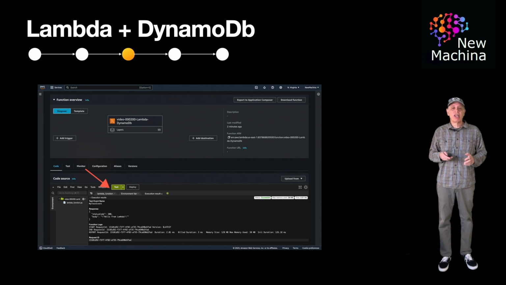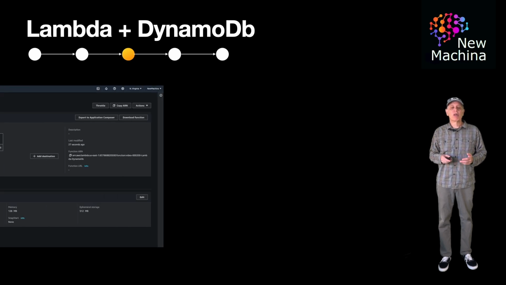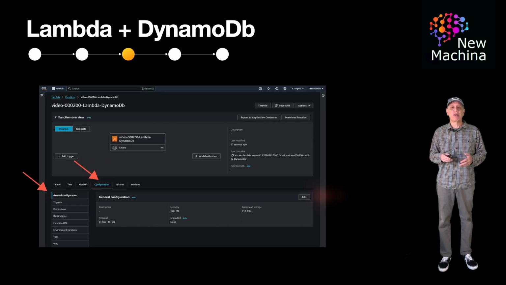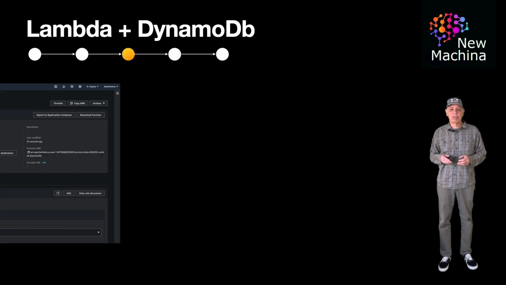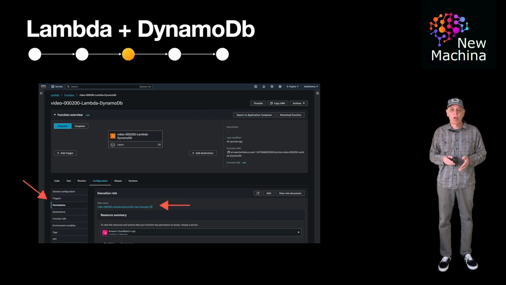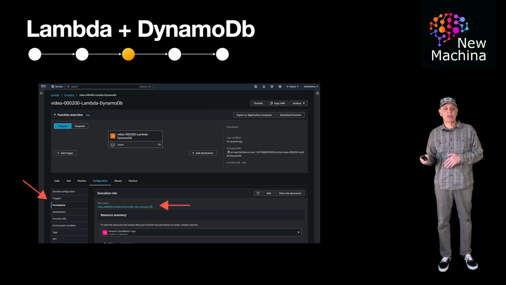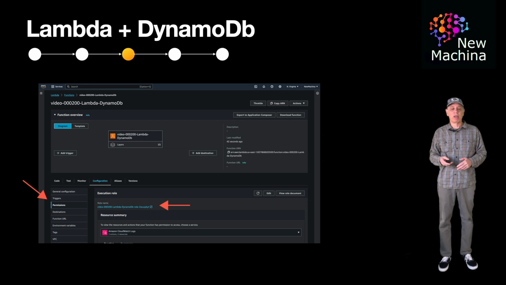Now, I want to change some of the default configurations for my Lambda function, so I click the Configurations link. In the General Configuration section, I want to increase the timeout from 3 seconds to 15 seconds. In the Permissions section, I want to update the policies associated with the IAM role that is associated with the Lambda function, so I click on the IAM role link.